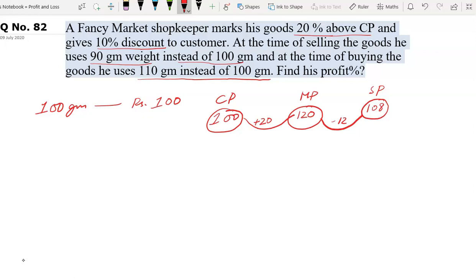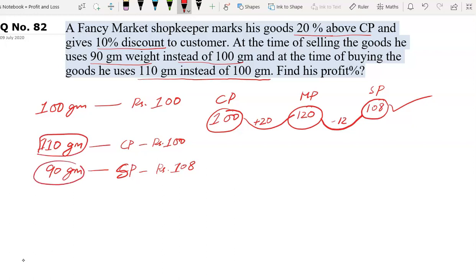Now while buying the goods, he uses 110 gram instead of 100 gram. So he gets 110 gram for rupees 100. But while selling, he uses 90 gram. And his selling price is how much? 108. So selling price is rupees 108. So now we know what to do. We need to make the quantity equal.